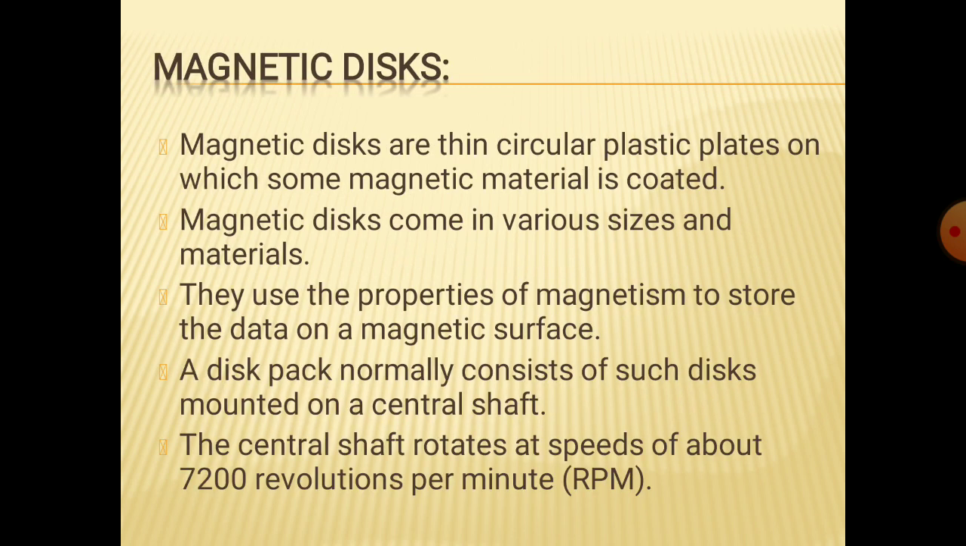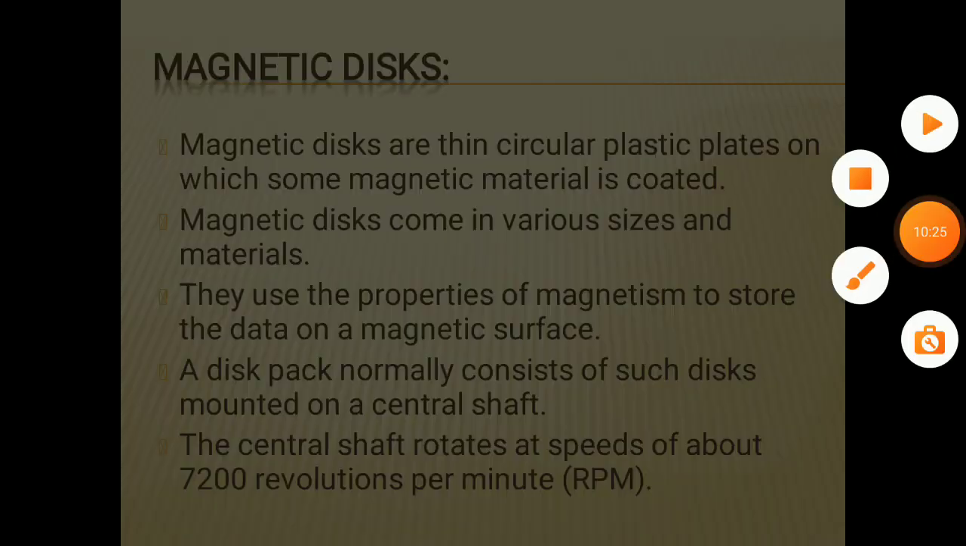Done. So the first secondary memory we have is magnetic disk. In magnetic disk, again we divide into hard disk and floppy disk. Different types are there for your syllabus. We have hard disk and floppy disk. Before studying these, first we'll study the general features of your magnetic disk.